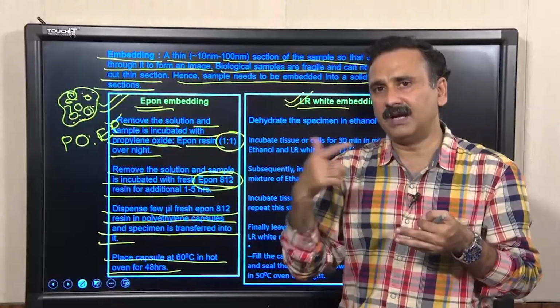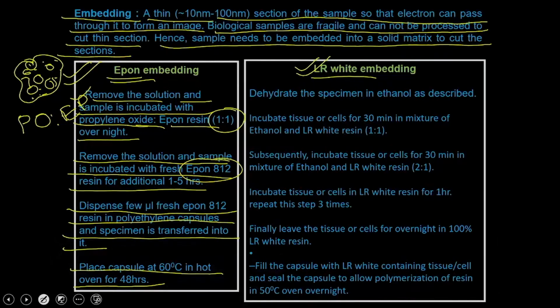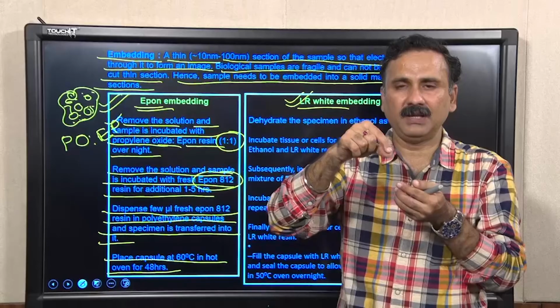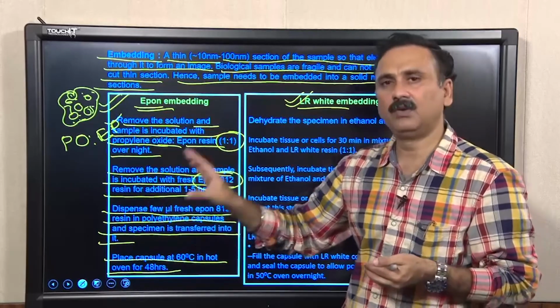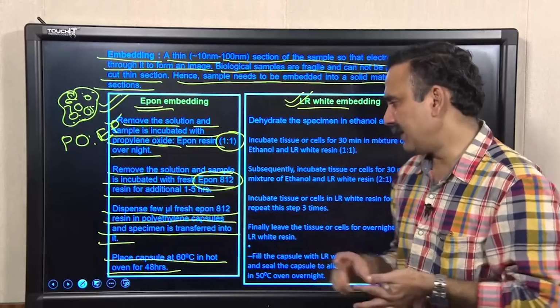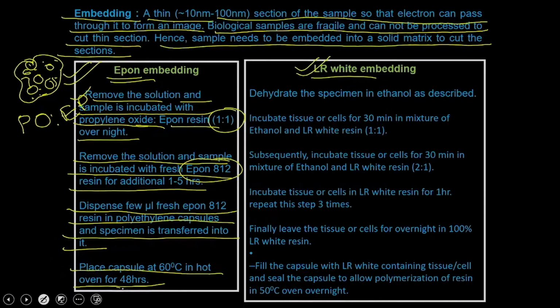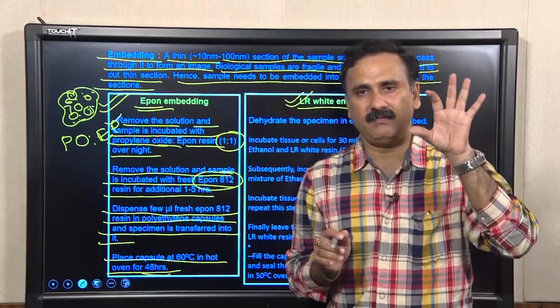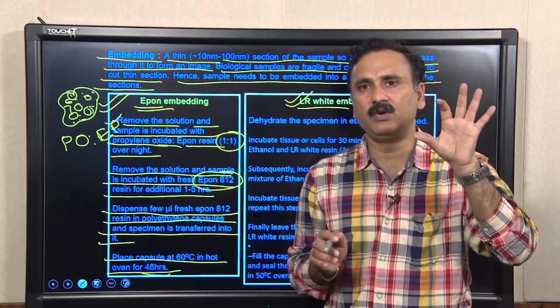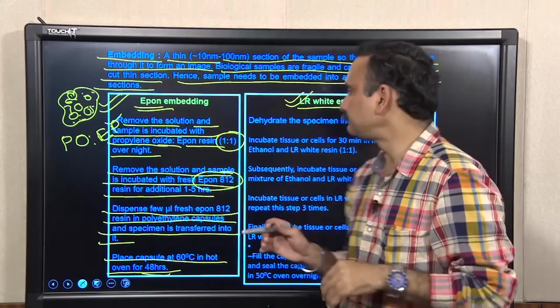So, once that is done, you are going to keep the epoxy resin into a capsule. After putting some resin, you put your sample, and then again you put the resin on top. Then you keep this capsule at 60° overnight, or for 48 hours, and that is going to make this sample matrix, and that is how it is going to be ready for cutting the sections.